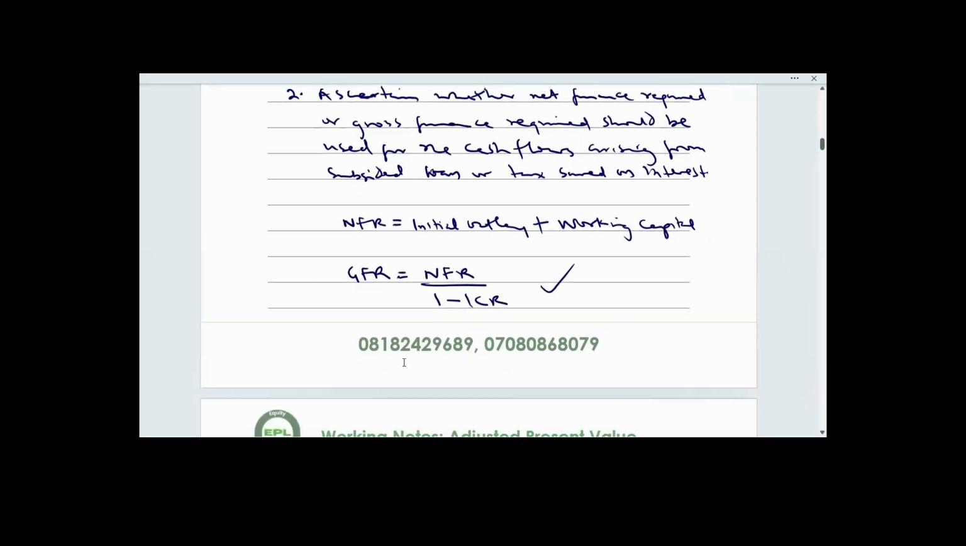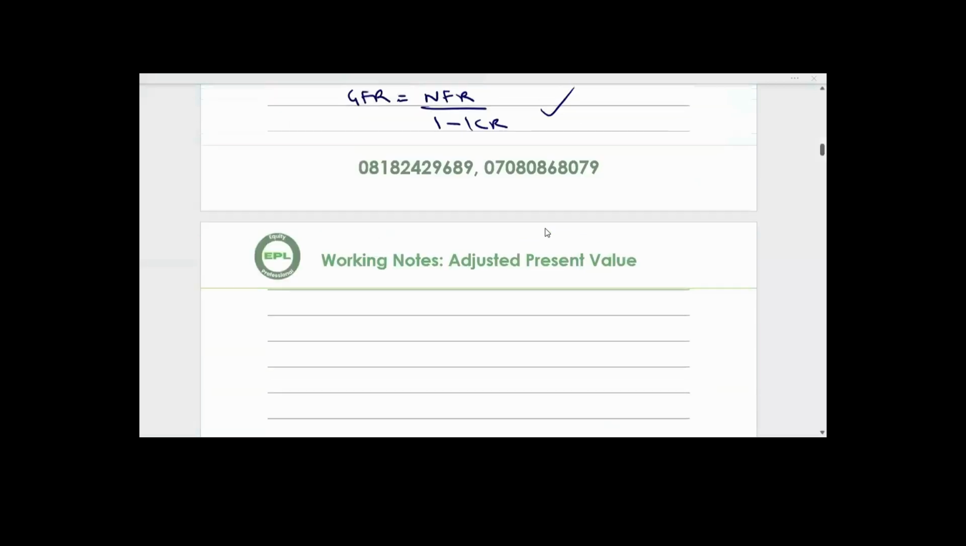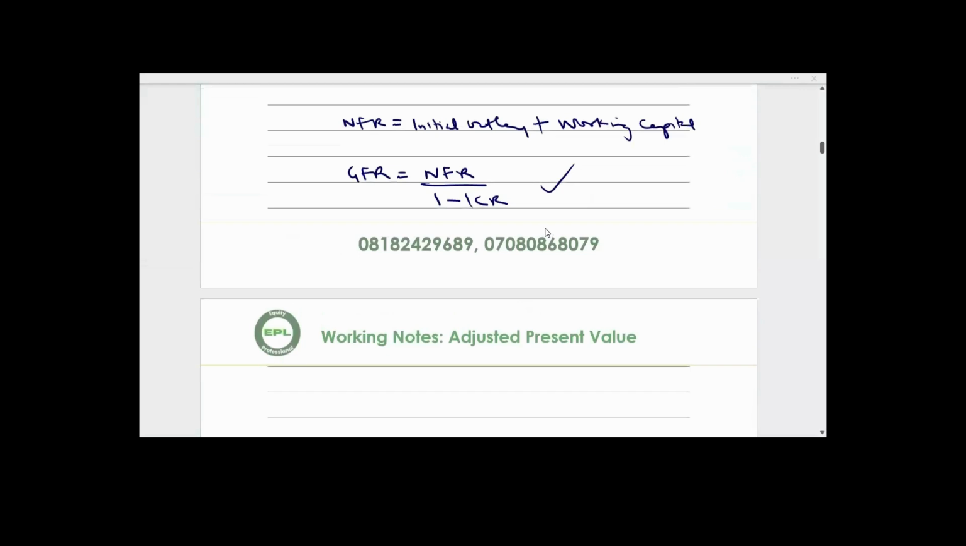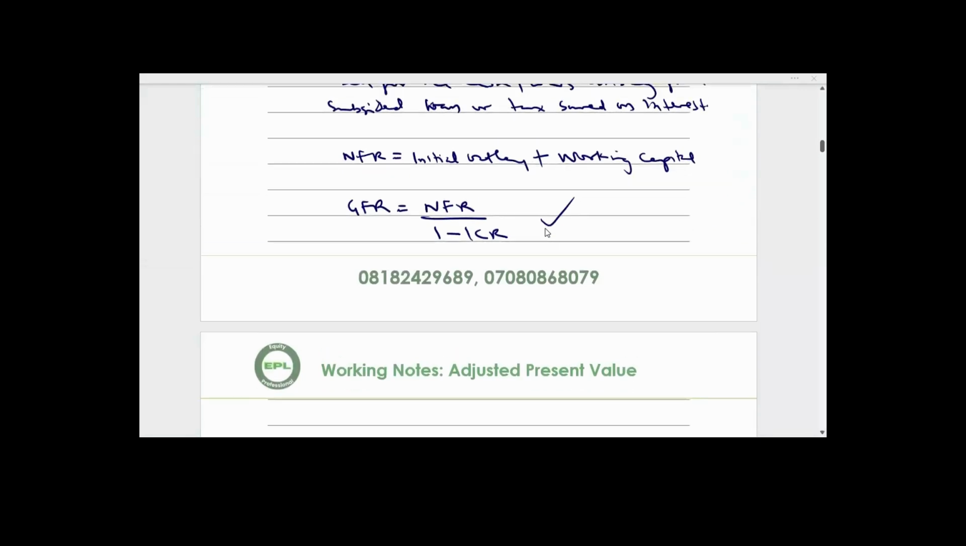Okay. So let's go back to. Sorry. Hello. Yes, who's speaking? Is that Ayodele? Is that gross finance required? It is net finance required over 1 minus issue cost rates.